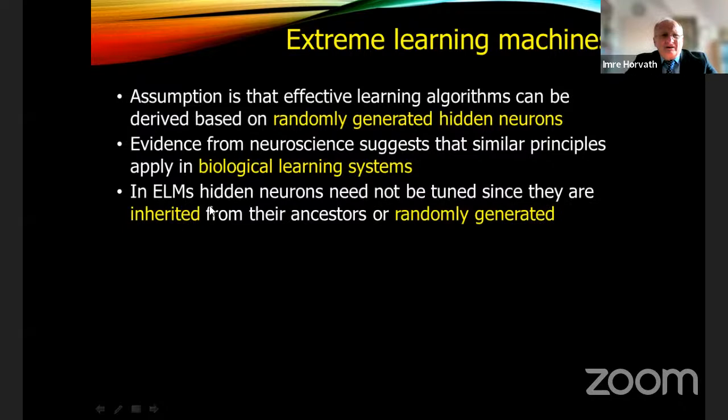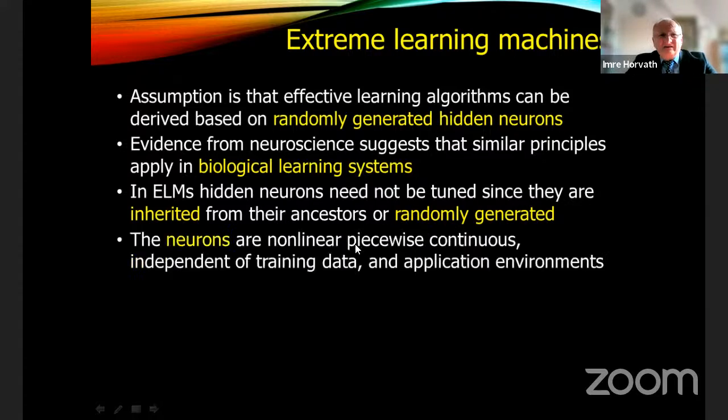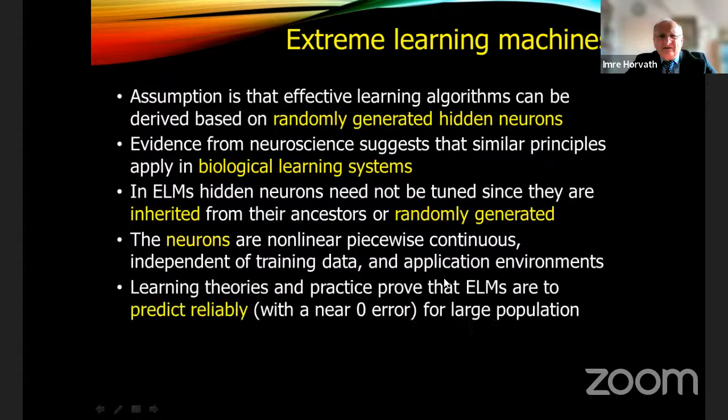In extreme learning machines, the hidden neurons need not be tuned since they are inherited from their ancestors or randomly generated. The neurons are nonlinear piecewise continuous, independent of the training data and the application environment.